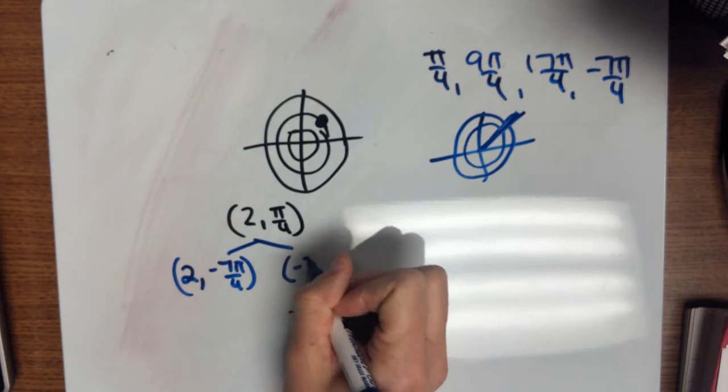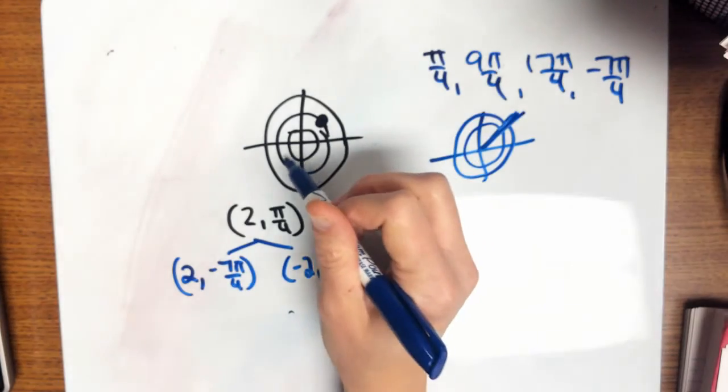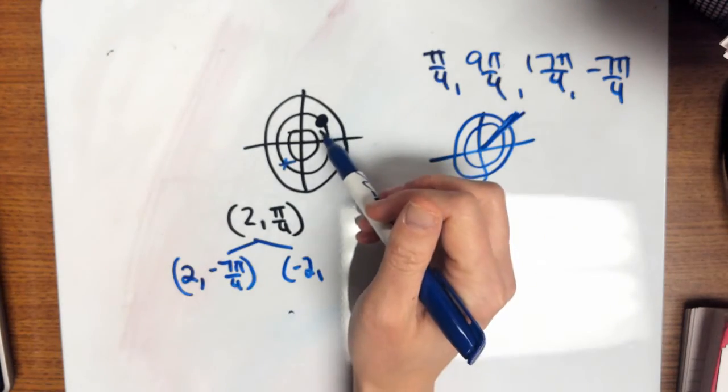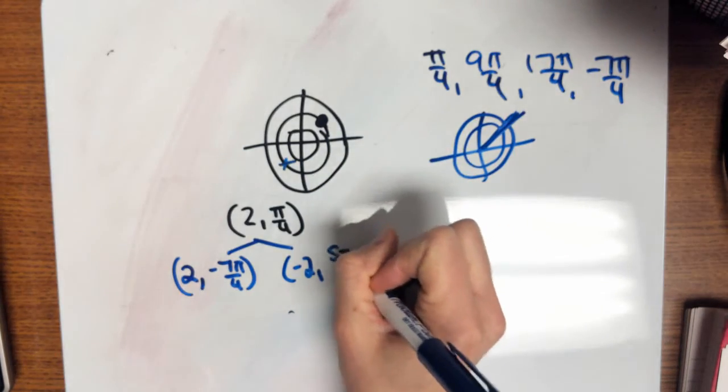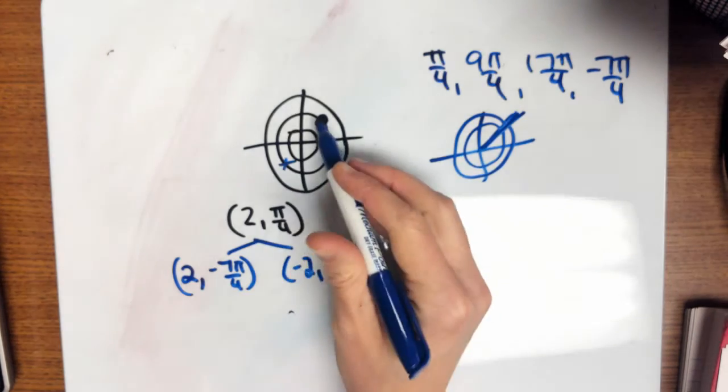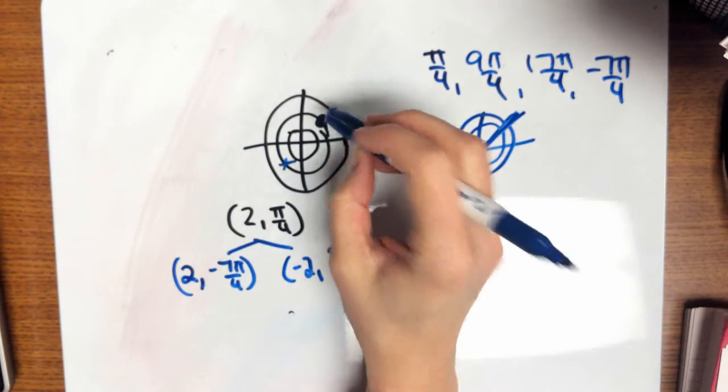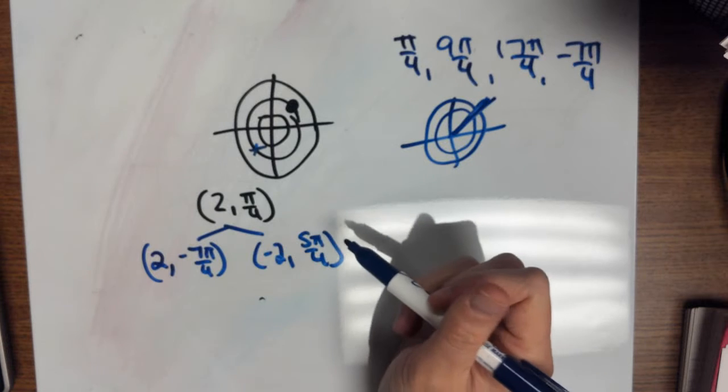And then I try and find a negative r. Well, a negative r would fall right here. So if I could find that angle, 5 pi over 4, then we're going to flip back. As long as it lands in this same location, you are fine. So you could always test it.